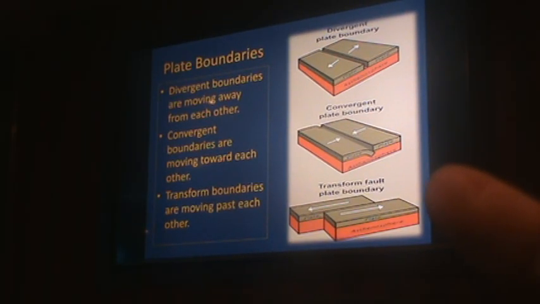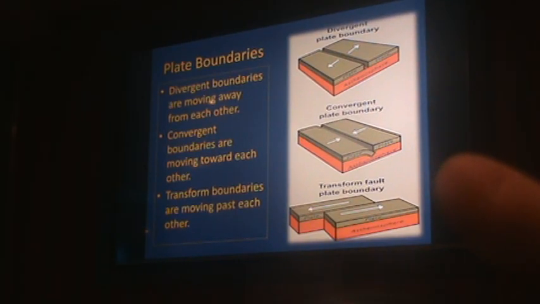And then we have another kind of boundary. It's called a transform boundary. And this is where two plates are coming together, but instead of one going up over the other or the spreading, this is where they're sliding past each other. And the most famous one in the world is which one? That's right, it's the San Andreas Fault.